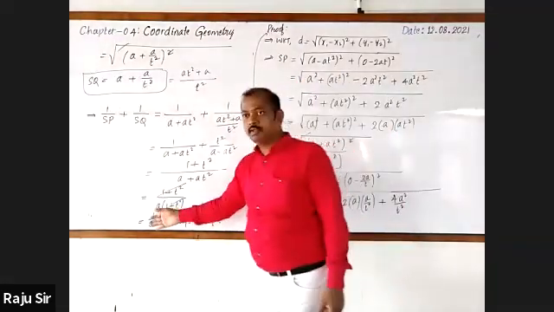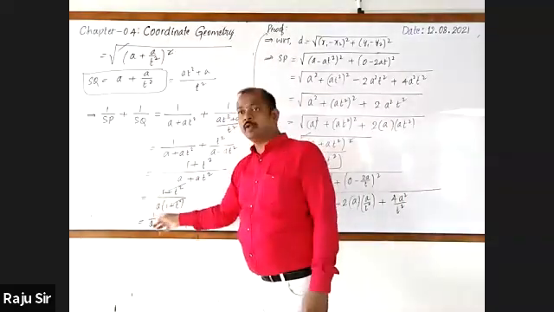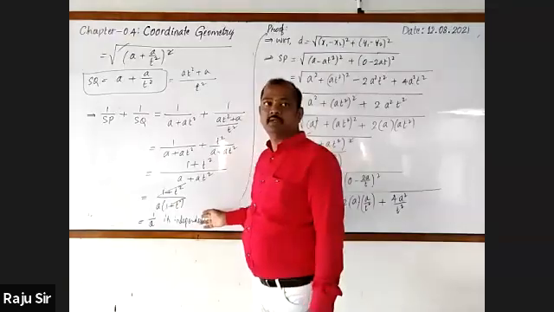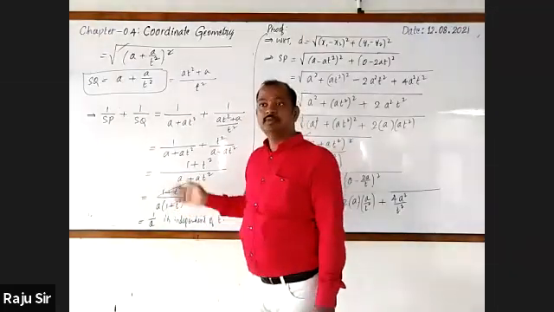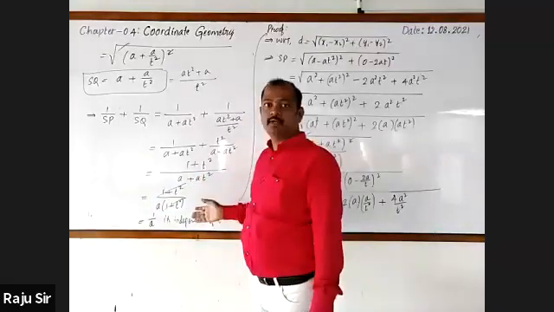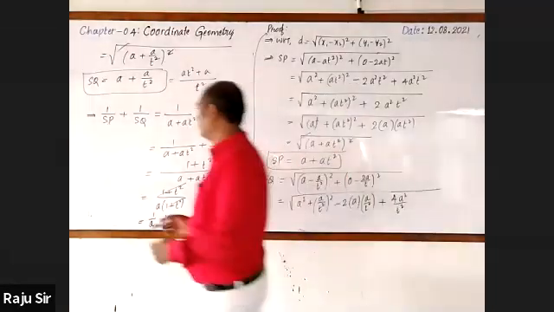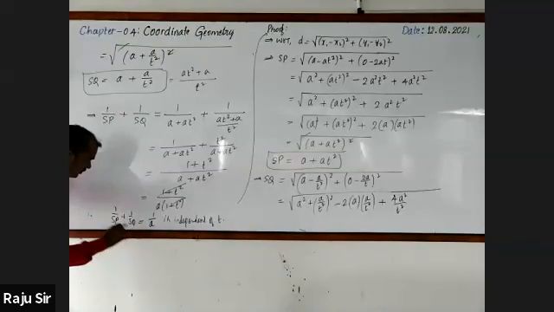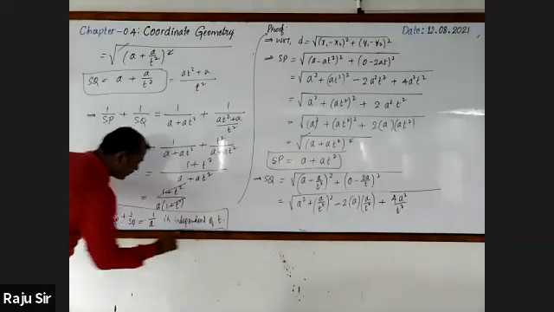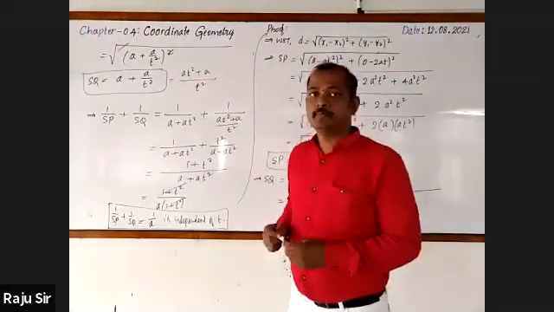MCQ ನಲ್ಲಿ ಈ ರೀತಿ ಕೊಡ್ತಾರೆ. The same question, option A: 1 by a is independent of t. 1 by a² is independent of t. Just a is independent of t. ಆ ರೀತಿ ಕೊಡೋ chances ಇದೆ. Hence it is more.